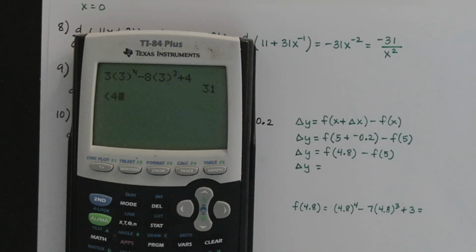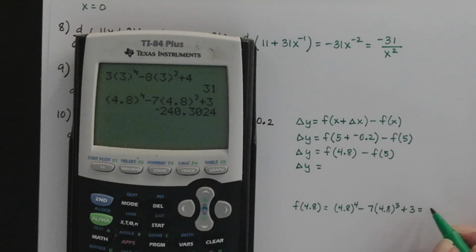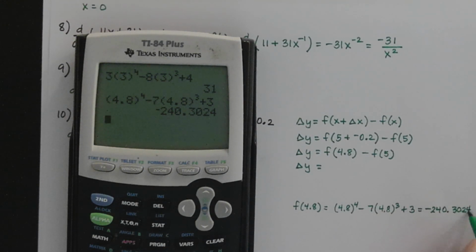So that parentheses 4.8, close parentheses, that's going to be to the fourth, minus 7, left parentheses 4.8, close parentheses, raised to the third, plus 3. And here I get negative 240.3024.